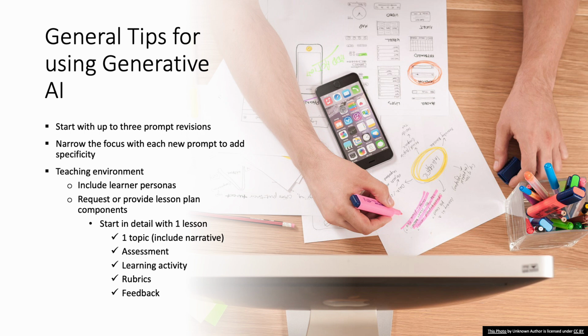If you're a beginner to AI, I recommend starting with up to 3 prompt revisions. That'll keep you from going down the rabbit hole. Narrow your focus with each new prompt to add specificity. In the teaching environment, include learner personas. Request to provide lesson plan components. Start in detail with one lesson, one topic, assessments, learning activities, rubrics, and feedback.